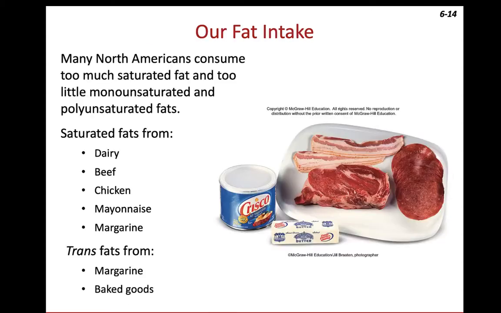Now, when we look at the fat intake of the typical American, we are generally eating too much saturated fat, and a lot of that stems from our protein. We tend to eat far more animal-based protein than other countries. So that's going to result in a much greater fat intake, and that fat is actually going to be primarily in the saturated form. So that's coming from dairy, beef, chicken, mayonnaise, margarine, and also we see high trans fat coming from margarine and baked goods.